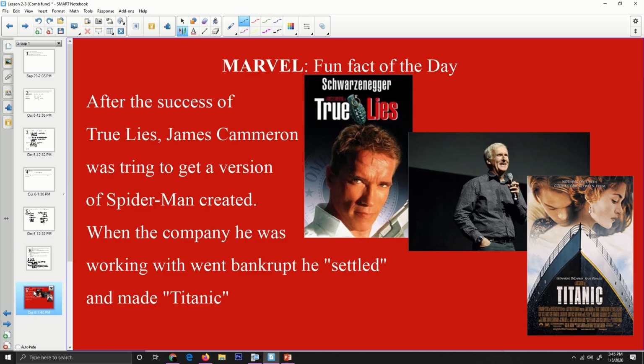Today's Marvel Fun Fact of the Day: after the success of True Lies, James Cameron was trying to get a version of Spider-Man created, but the company he was working with went bankrupt, and so he quote unquote settled and made a different movie called The Titanic. And that kind of worked out for him fairly well. But we missed out on a James Cameron Spider-Man.